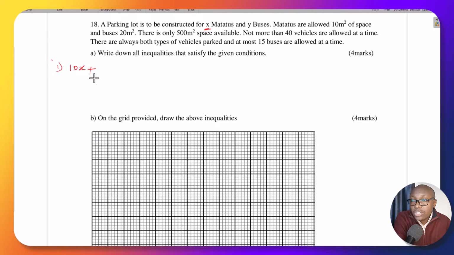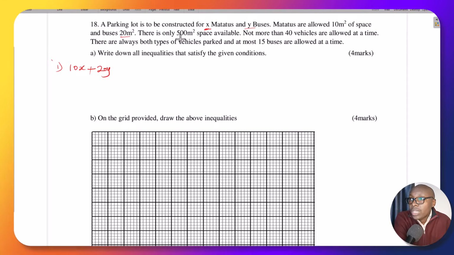Now you're getting the total space for the matatus and the buses. For the buses, a bus takes a space of 20 meters squared. So what about y buses? For y buses it will be 20 multiplied by y, so that is 20y meters squared. This is the total space occupied by x matatus and y buses.